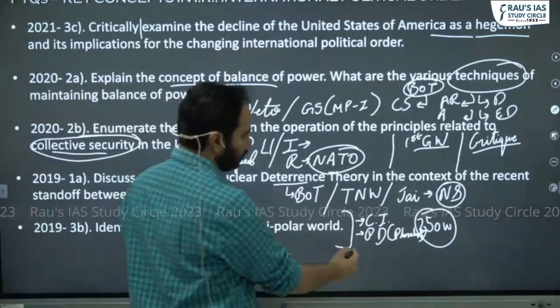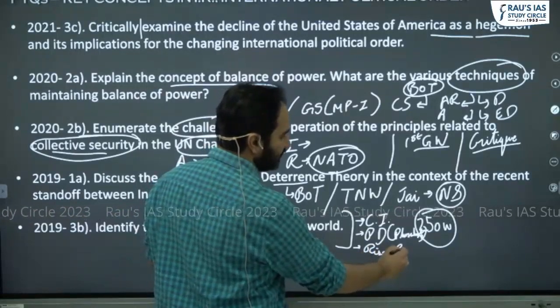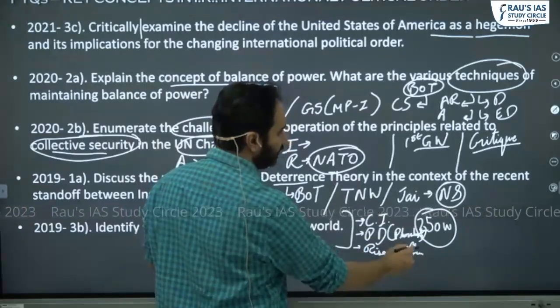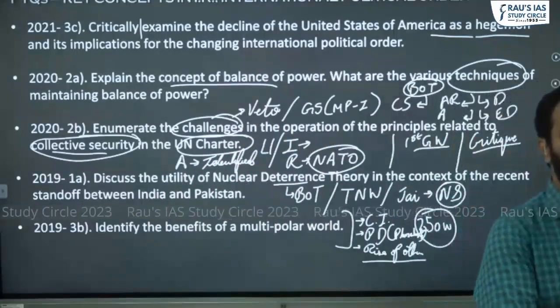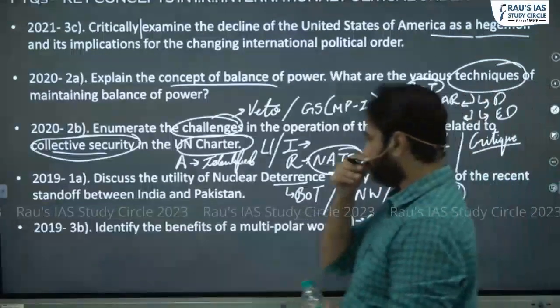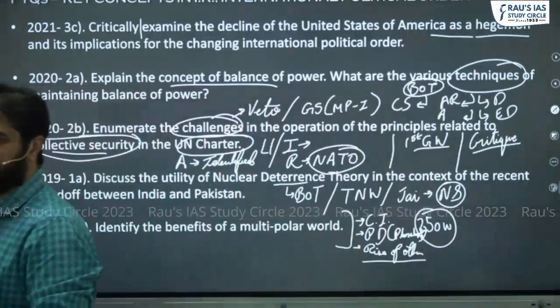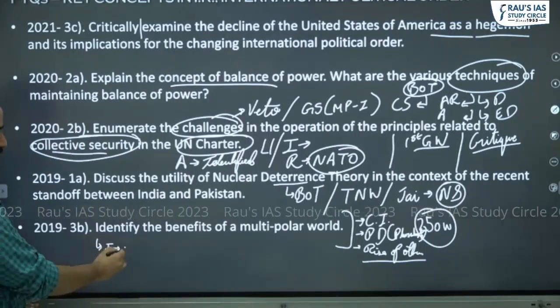So it allows for the rise of other powers. In the sense that if it's a bipolar world or a unipolar world, they don't allow the rise of other powers. But in a multipolar world, other powers can also rise. What else is the benefit? You can talk about how India is a supporter of a multipolar world.